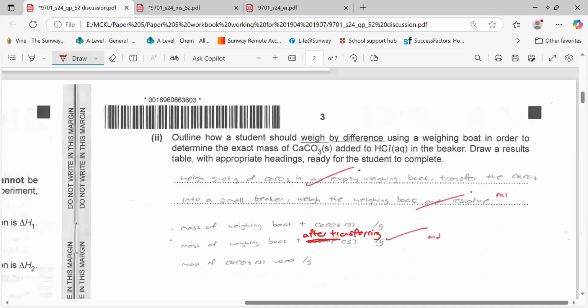And then if you look at the instructions, draw a result table, that one is fulfilled, outline how a student should. All right, now outline. So I said weigh 5.01 g of calcium carbonate in an empty weighing boat, transfer the calcium carbonate into a small beaker, weigh the weighing boat and residue of calcium carbonate. Okay, like this. But don't trust whatever I write. Let's look at what the marking scheme says.